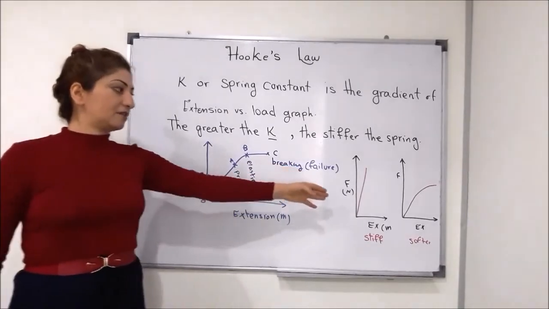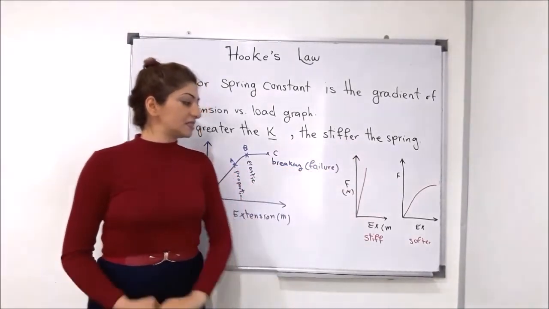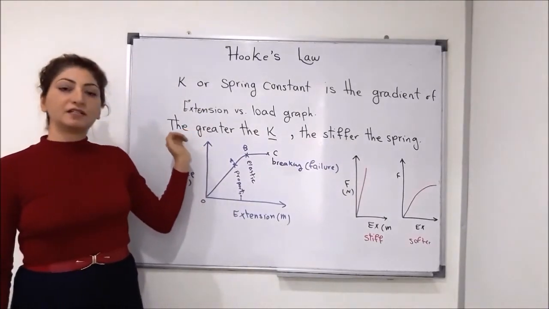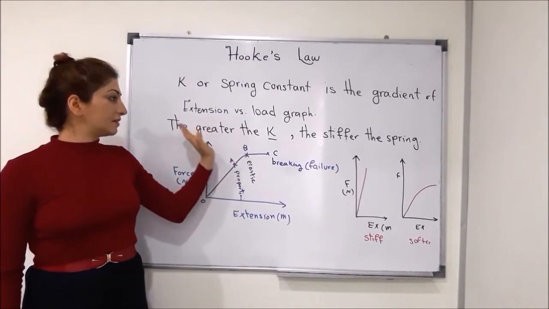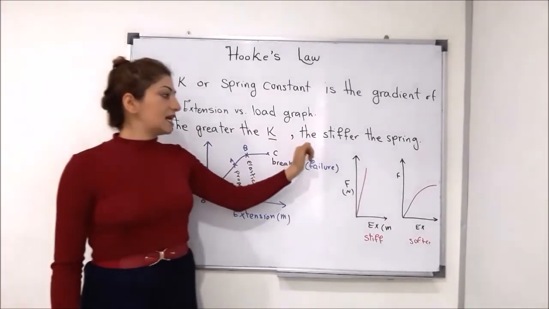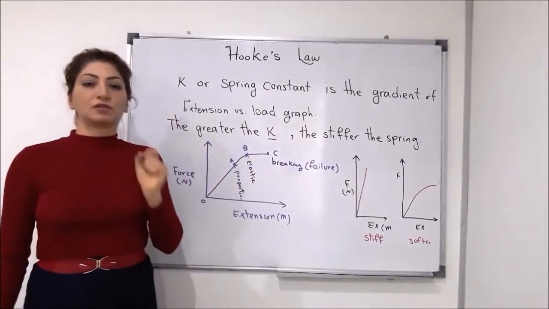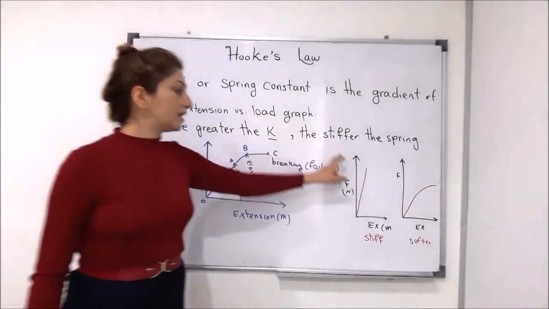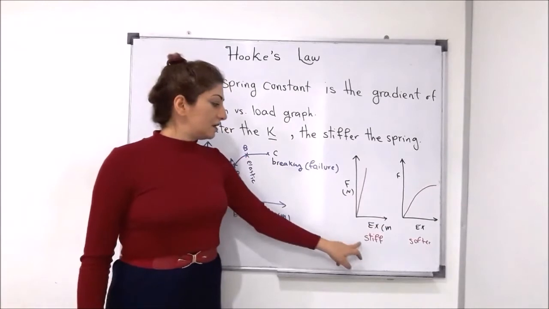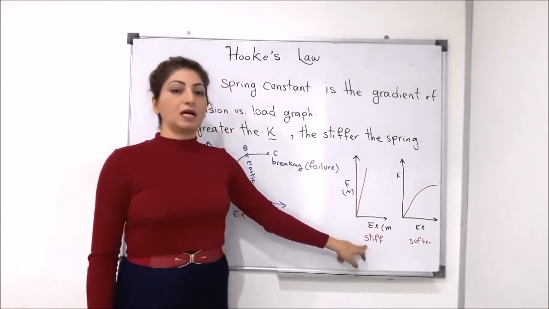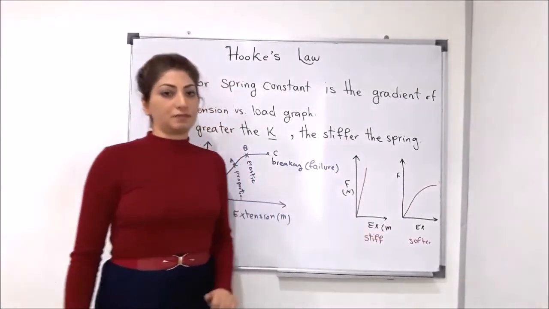In the other diagram here, we will see that the greater the K, or the spring constant, the stiffer the spring, or the stiffer the material that the spring is made of. So you look at these two diagrams here. One of them means that the object is very stiff, made of a very stiff material, and the other is a softer material.